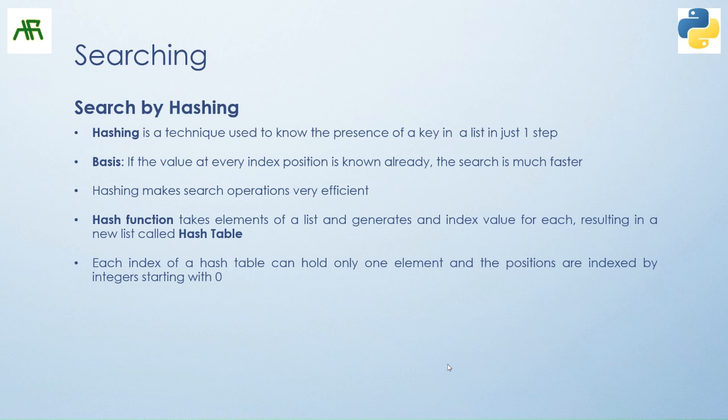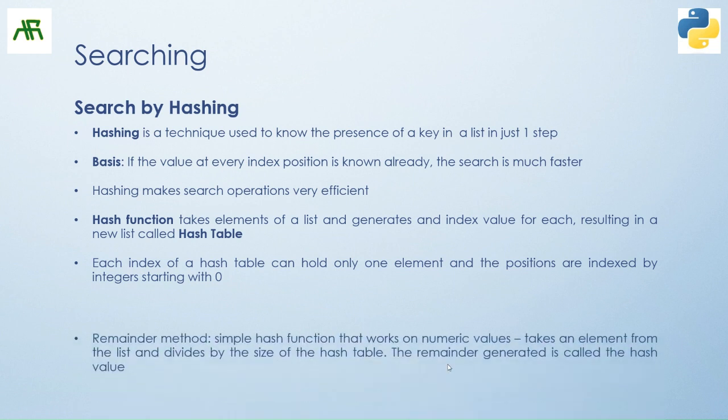Each index of a hash table can hold only one element, and the positions are indexed by integers starting with 0. So index values starting with 0 go in positive integers in ascending order, and each index of the hash table can hold only one element based on the hash function output.